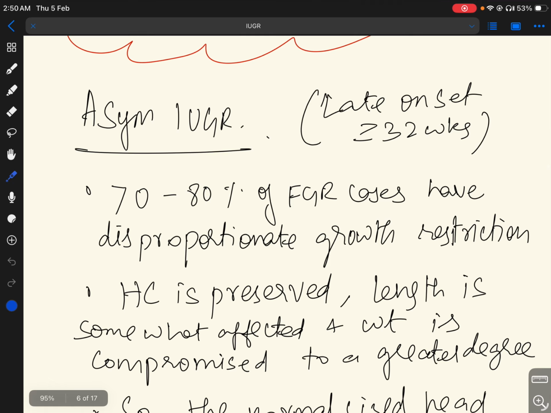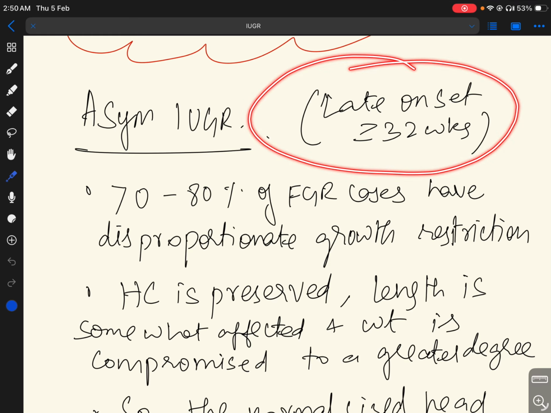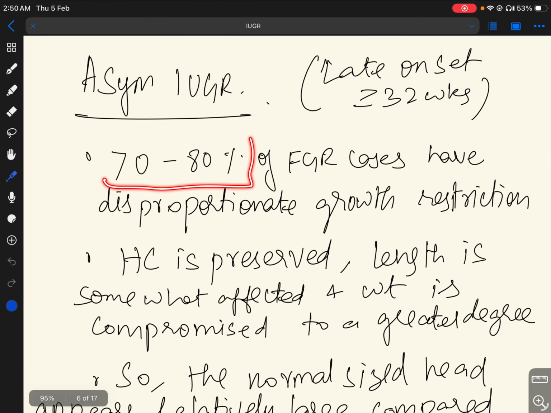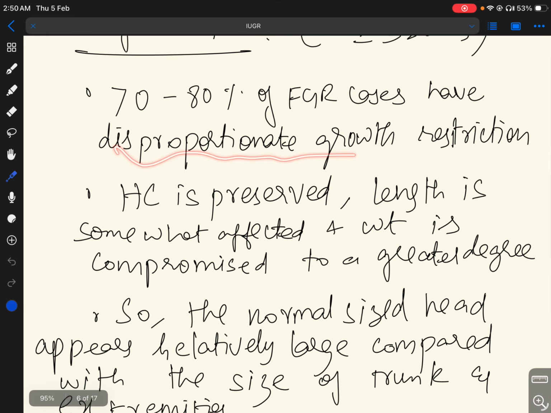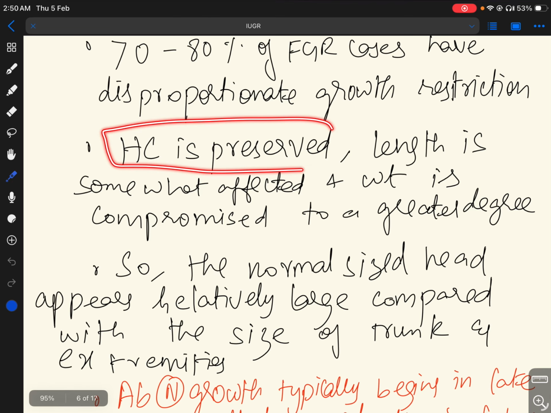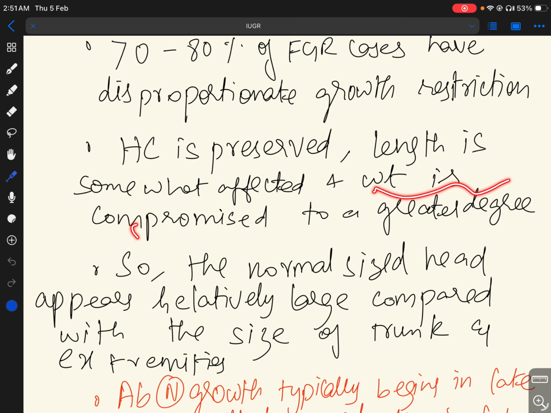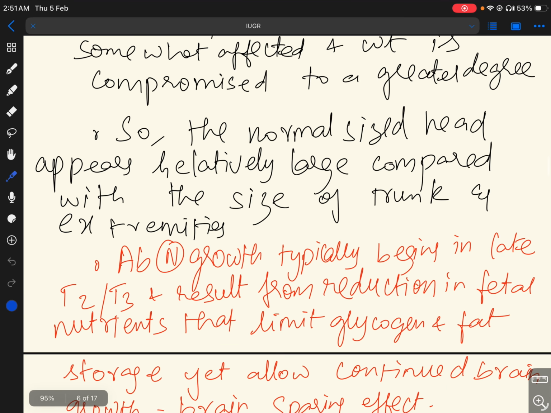Coming to asymmetrical IUGR, which is late in onset, that is a major proportion. 70 to 80% of FGR cases have disproportionate growth restriction. Head circumference is preserved. This is an important point. Length is somewhat affected, whereas weight is compromised to a greater extent. So the normal sized head appears relatively large compared to the size of the trunk and the extremities.